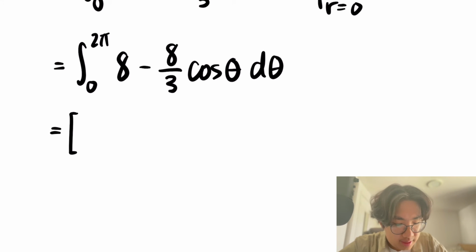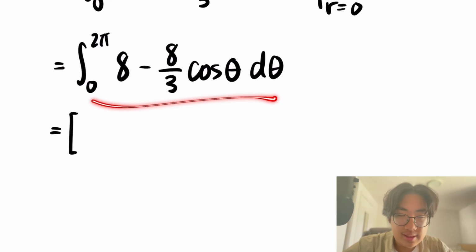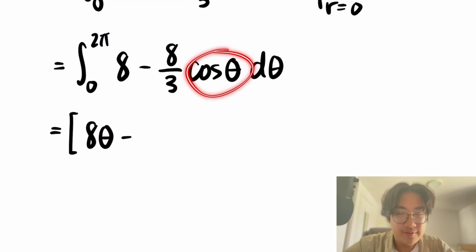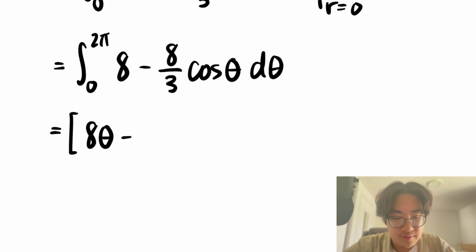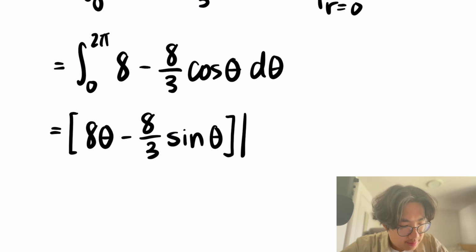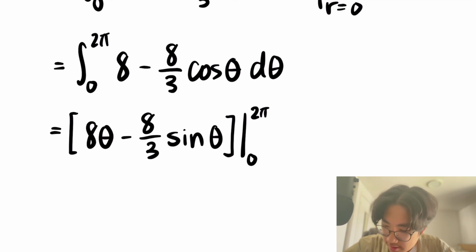From here, we can then just directly integrate this. It's simple enough. This gives us 8 theta minus, and the derivative of sine is cosine, so 8 over 3 sine theta. I'm realizing we didn't need square brackets, but it's fine. And we're evaluating this now at 0 and 2 pi.